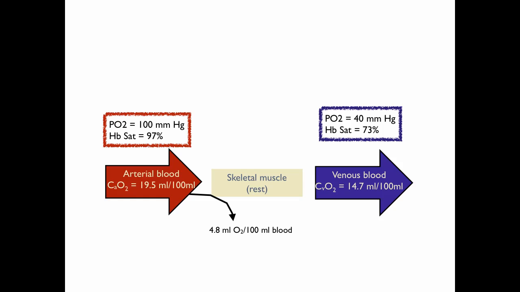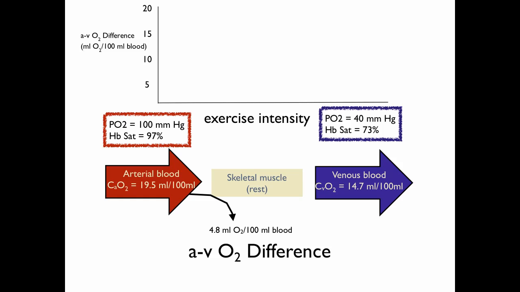And if you've watched any of my previous videos, I've talked about the AVO2 difference. That's what this is. This is the AVO2 difference. How much oxygen was extracted from the blood? And we know that this changes with exercise. So at rest, the AVO2 difference, how much oxygen left the blood to go into the tissue, is about 5 mLs of oxygen per 100 mLs of blood. And we know that this goes up as exercise intensity goes up.